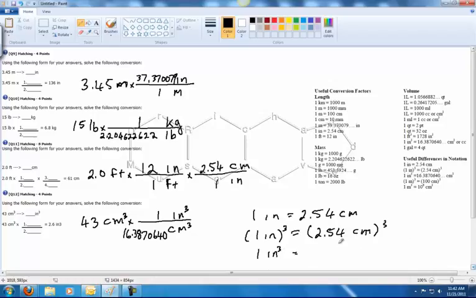But 2.54 cubed is 2.54 times 2.54 times 2.54, and centimeters times centimeters times centimeters is centimeters cubed. And so that's how we end up with this number here, 16.3870640. This is 2.54 times 2.54 times 2.54. So that's an important distinction that I want you to be aware of.